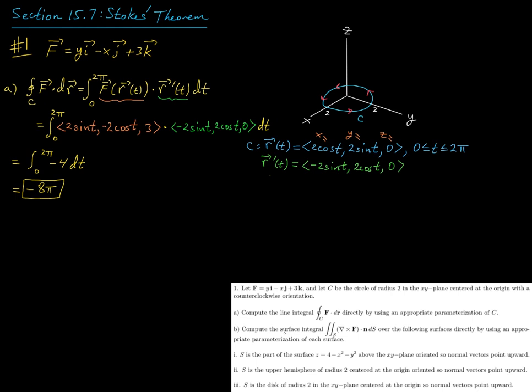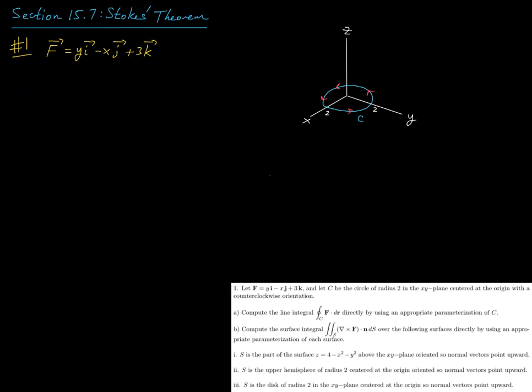And now for part B, it says compute the surface integral of the curl of the vector field, right? This is the right side of Stokes' theorem, over the following surfaces directly by using an appropriate parameterization of each surface. All right, so make a little space here. And so first off, we'll go ahead and just compute the curl of this vector field. And it's pretty nice here, right? The i and the j components are just 0, and the k component comes out to be constant negative 2. Okay, so that's really nice.